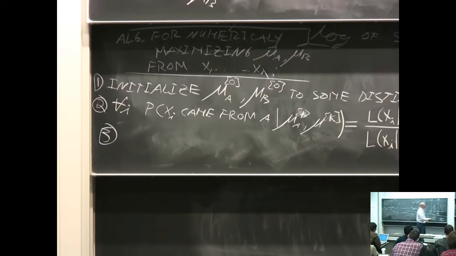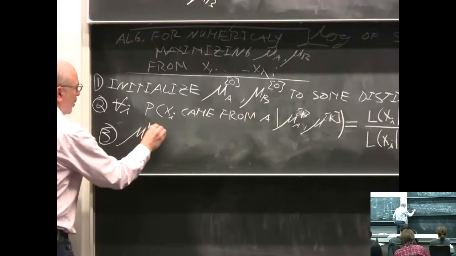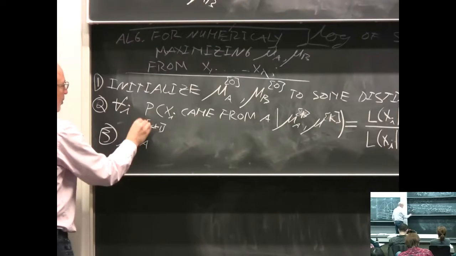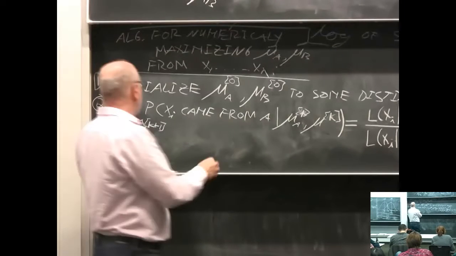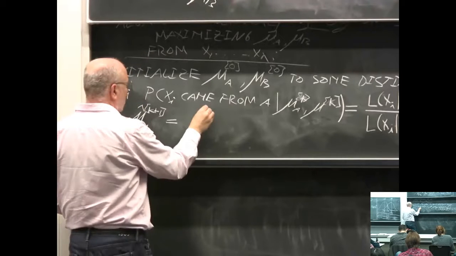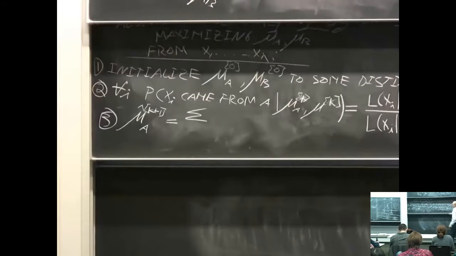So what would the formula be? Mu k plus 1 A, so that's my k plus first estimate, the next version of the estimate, is equal to the sum. I need a name for this fraction.